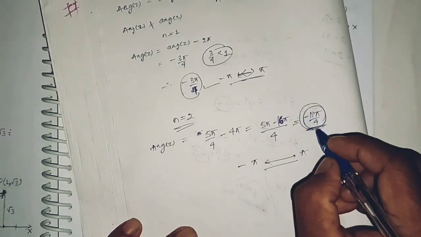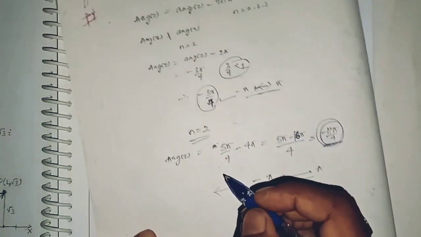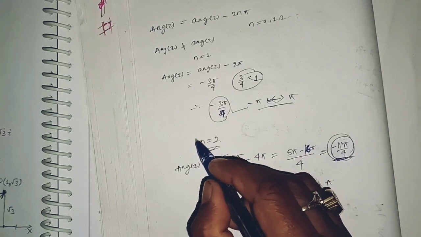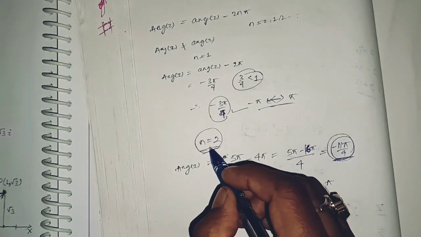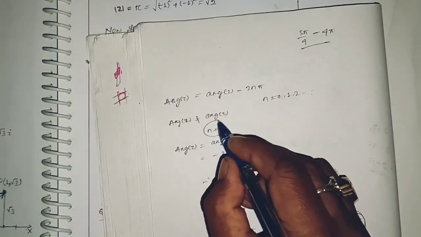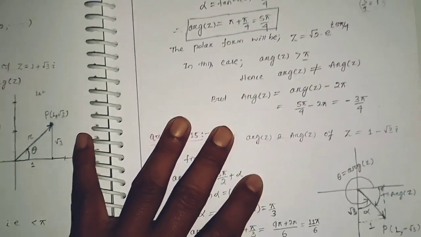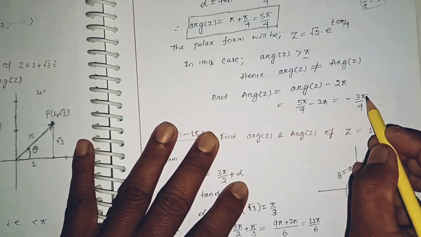We could not accept this value. This value is beyond minus pi. So hence for n value greater than or equal to 2, it could not be acceptable. So n value will be 1 only. Hence only for that we consider 2 pi, and the value will be minus 3 pi by 4.